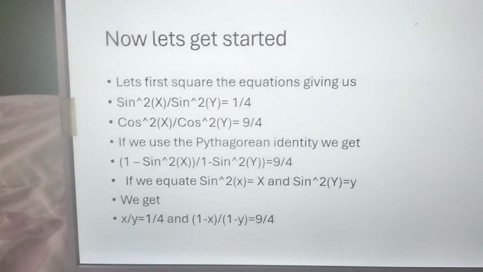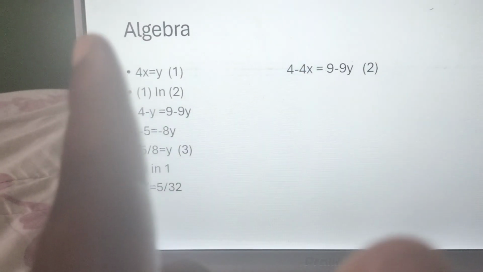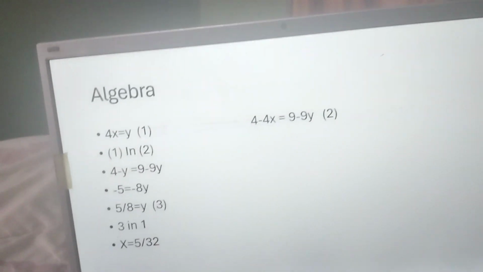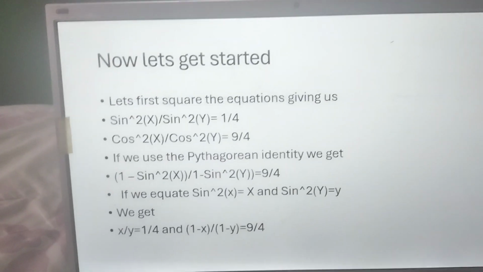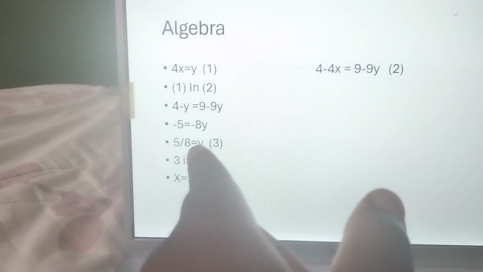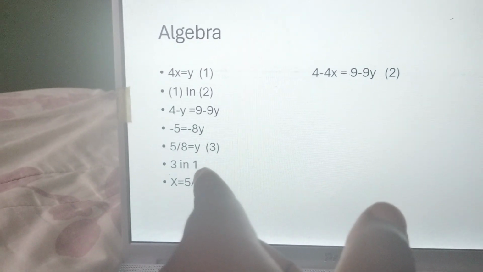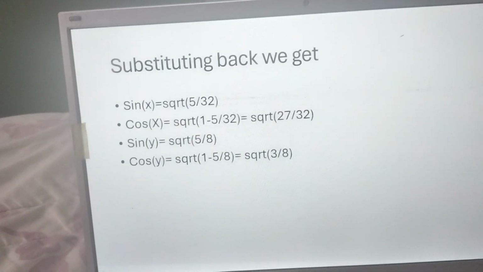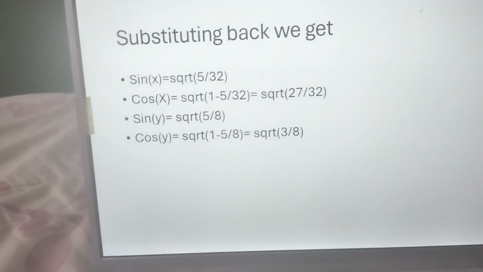Now, let us substitute and simplify. This is our equation 1, this is our equation 2. These are derived from these two equations when you expand them. Then we solve 1 and 2, getting 5 over 8 as y. We then put this into 1 and we get x equals 5 over 32. We then have our equations.